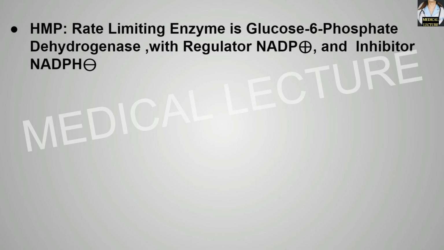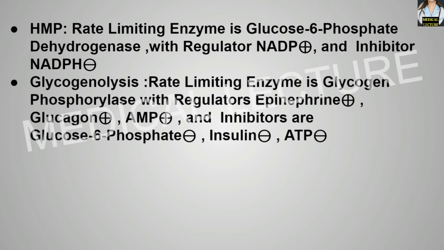In the HMP shunt pathway, the rate-limiting enzyme is the glucose 6-phosphate dehydrogenase with the enhancer as the NADP and inhibitor as the NADPH. In the glycogenolysis pathway, the rate-limiting enzyme is the glycogen phosphorylase with the enhancers or the regulators as the epinephrine, glucagon and the AMP, while the inhibitors are the glucose 6-phosphate, insulin and the ATP.